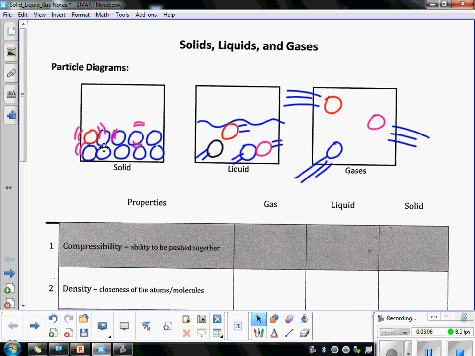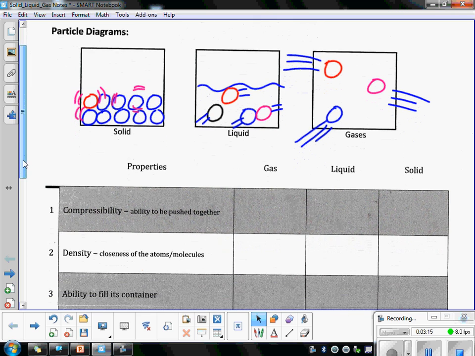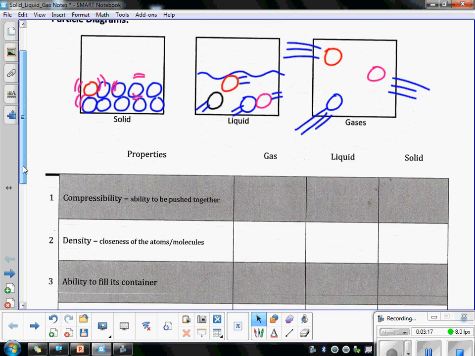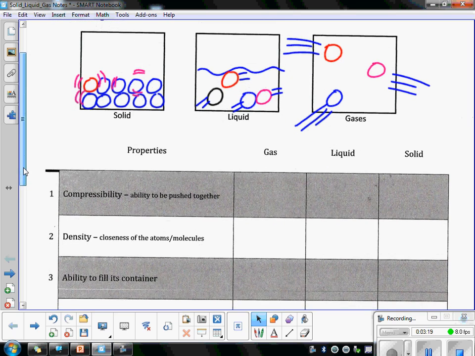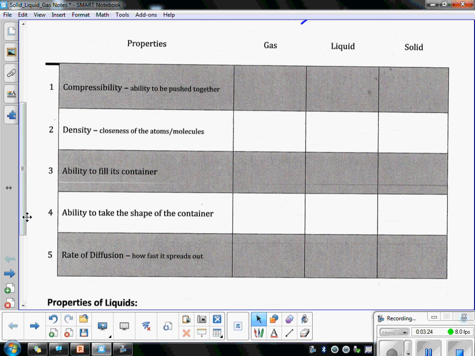The solids are a defined shape, they're vibrating back and forth. Liquids are a certain volume but can move, the particles can move past each other, and then gases are going to spread out and expand, and they're moving faster than all the other particles. So down to the next part.